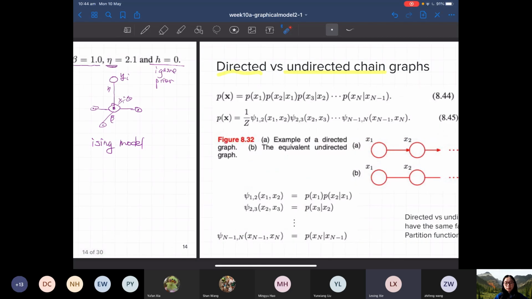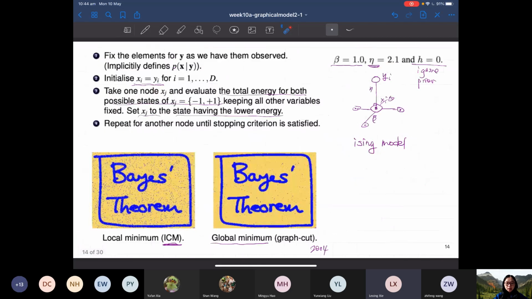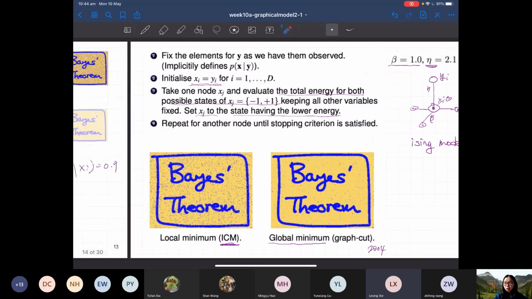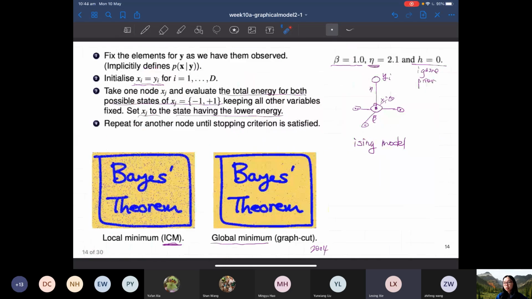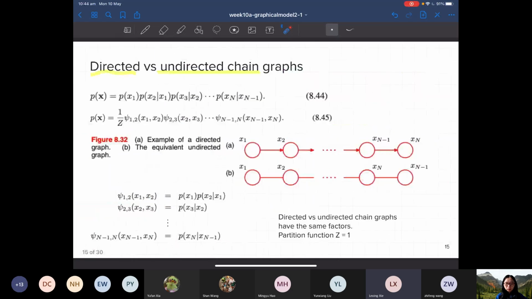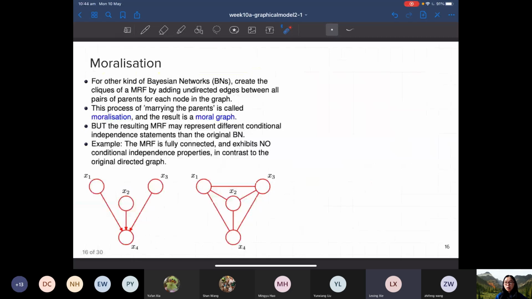By the way, for the image denoising case, in this particular case, we didn't need to reason about this normalizing factor Z because we're just concerned with flipping the status, right? Okay. So that was one example of finding out the equivalence relationship between directed and undirected graphs.